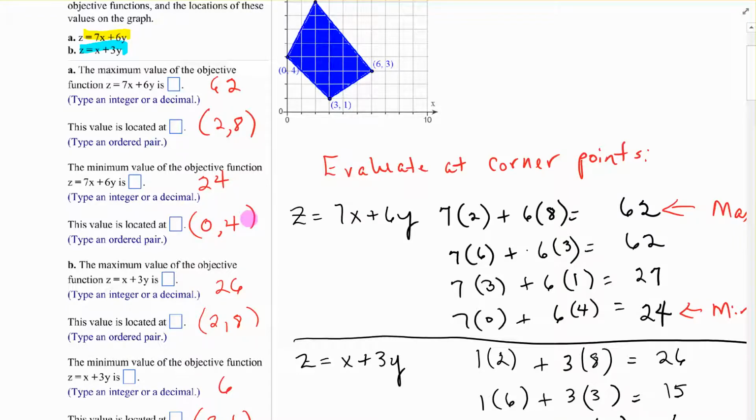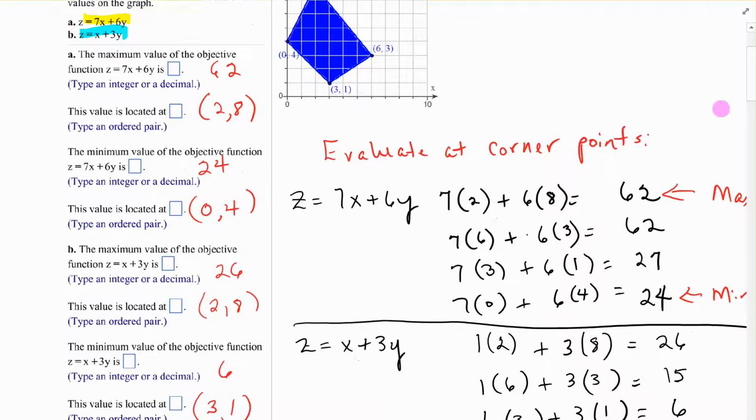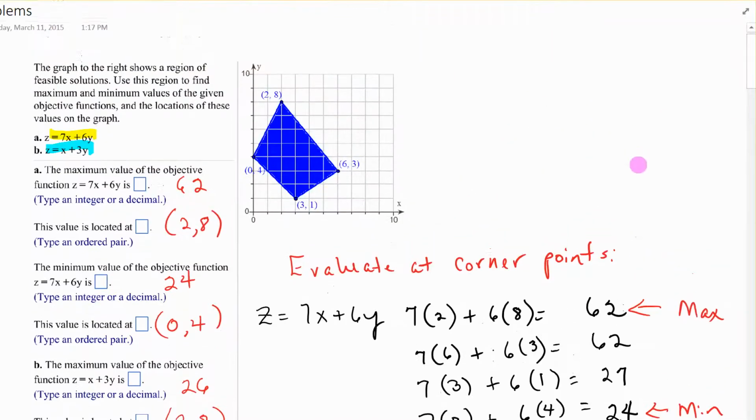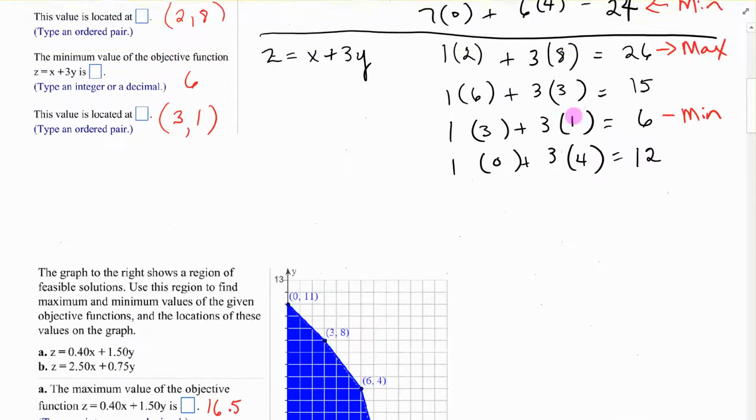occurs at (0, 4). And then you do the same thing with the other function. We're plugging in the same points in a different function, and we get 6 is the min. Let's see, 6 is the min, and 26 is the max. So you're given the picture and the corner points, you're just plugging them into the functions.